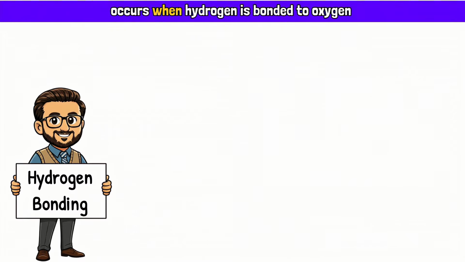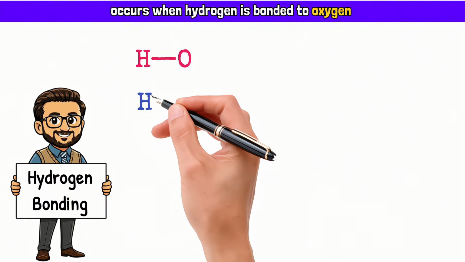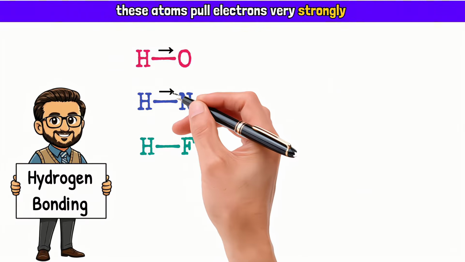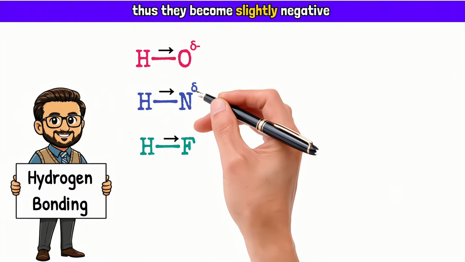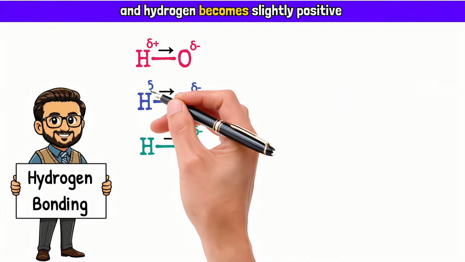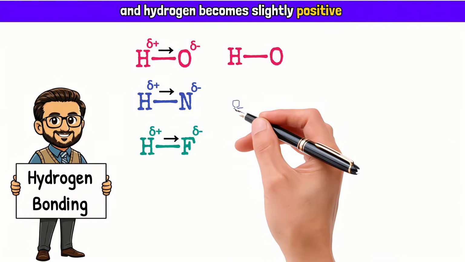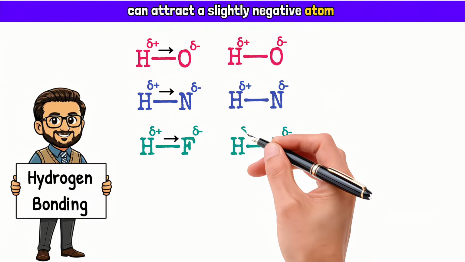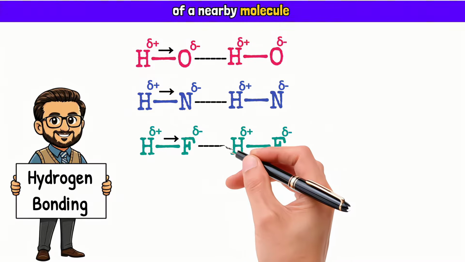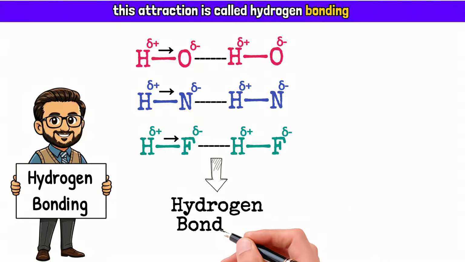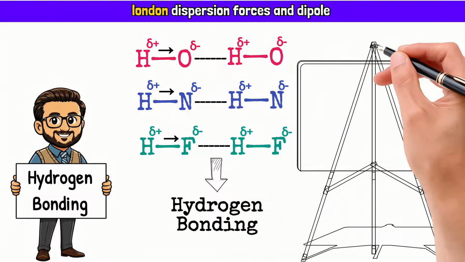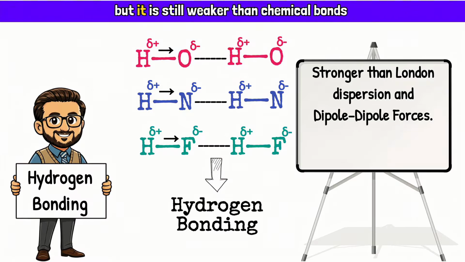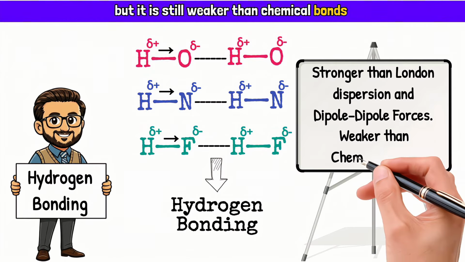Hydrogen bonding occurs when hydrogen is bonded to oxygen, nitrogen or fluorine. These atoms pull electrons very strongly, thus they become slightly negative. And hydrogen becomes slightly positive. This slightly positive hydrogen can attract a slightly negative atom of a nearby molecule. This attraction is called hydrogen bonding. It is stronger than London dispersion forces and dipole-dipole forces. But it is still weaker than chemical bonds.